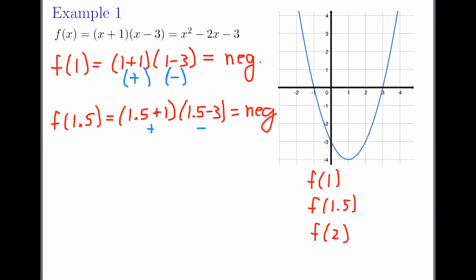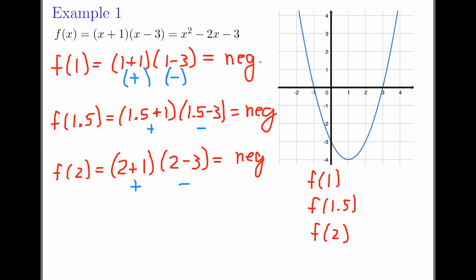Now we're going to do f of 2. We could do f of 2.5. It would be exactly the same. So what's f of 2? It's 2 plus 1 times 2 minus 3. And what's this equal to? Well, again, 2 plus 1, it happens to be 3, but all I really care about is that it's positive. 2 minus 3, all I really care about is that it's negative. And so this whole thing is going to be negative. And what this is really saying is that the graph of this function lives below the x-axis when I plug in 1, when I plug in 2, when I plug in 2.5.